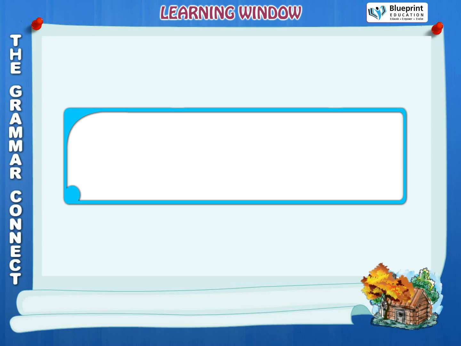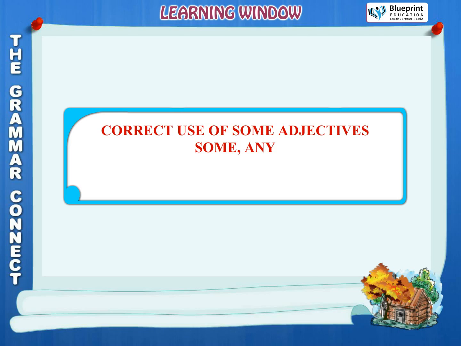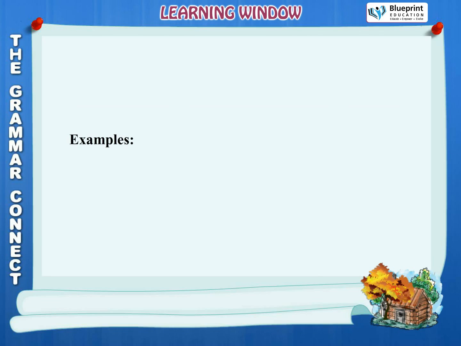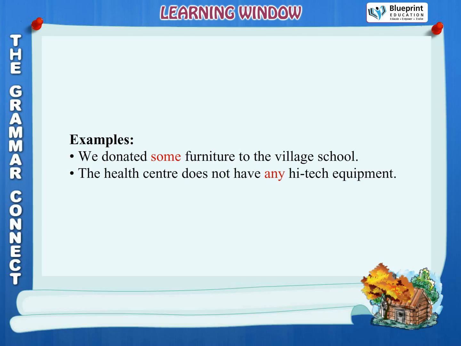Learning window. Correct use of some adjectives. Some, any. Some is used with positive sentences and any is used with negative sentences. Examples: we donated some furniture to the village school. The health center does not have any high-tech equipment.